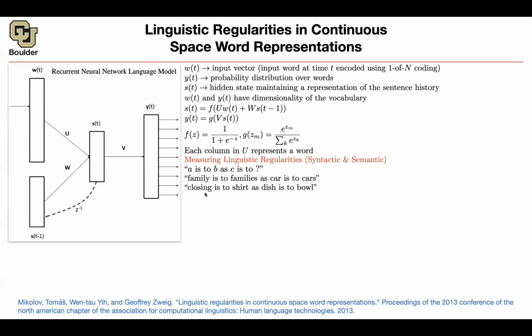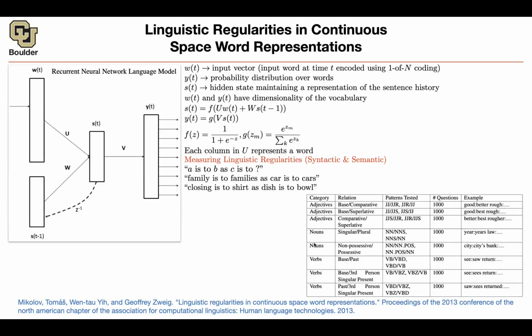Clothing is to shirt as dish is to what? This actually has to be clothing is to shirt as dish is to what? And your algorithm has to say dishes. You're going to create a data set like that just for testing your word representations. And this is one of the tasks that I'm going to assign to you. Go ahead, read the paper, find the corresponding data set, and then explore it. Your data set is going to be like this. Good, better, best; rough, what? Years, year; law, what?